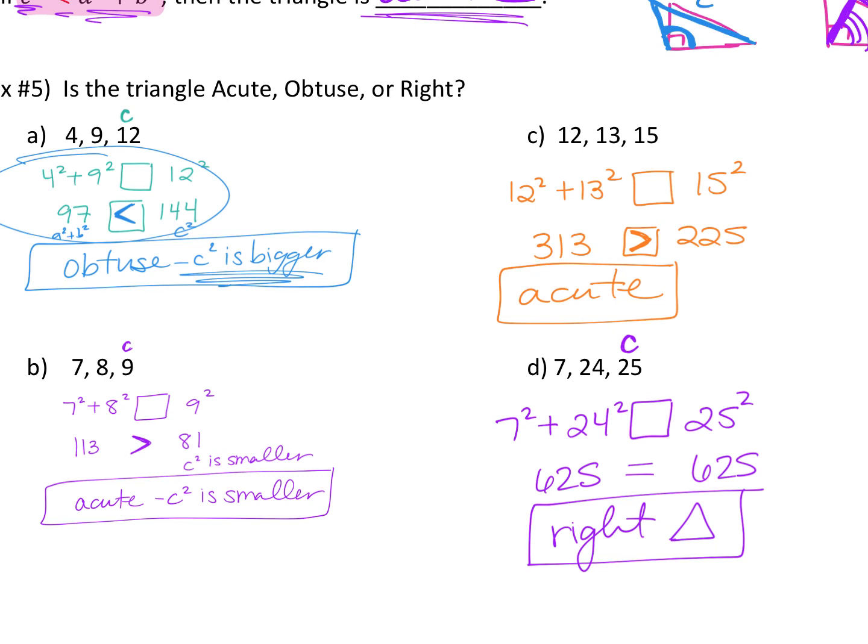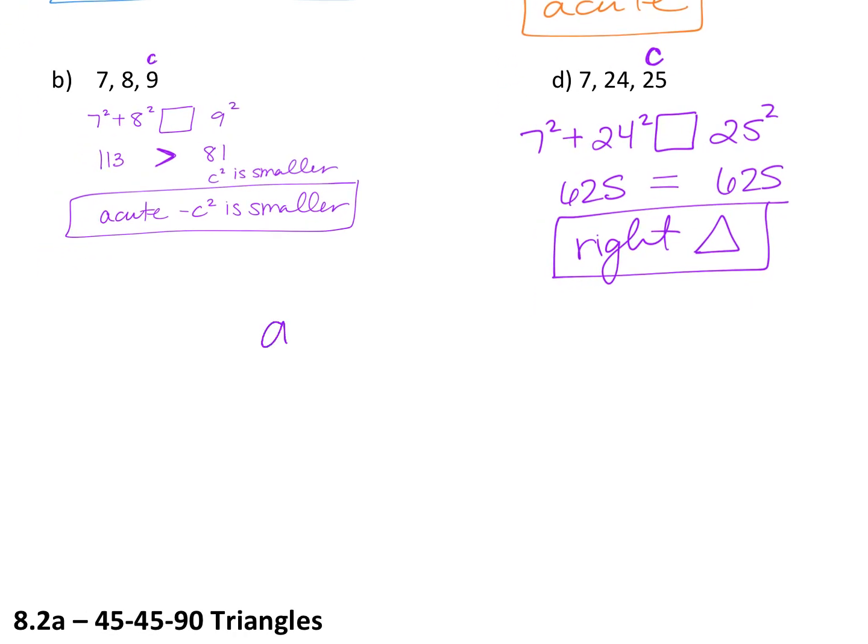So that would be a right triangle, okay? So those are your three options: obtuse, acute, or right. All with the Pythagorean theorem. You're going to be very good friends with this by the end of this chapter, okay? A squared plus B squared equals C squared. If it's a right triangle, that will be true. If that is true, it will be a right triangle.